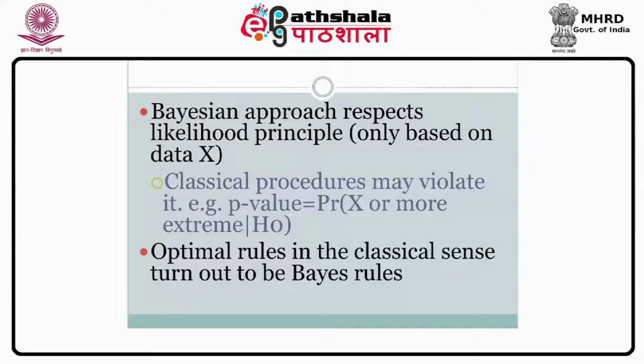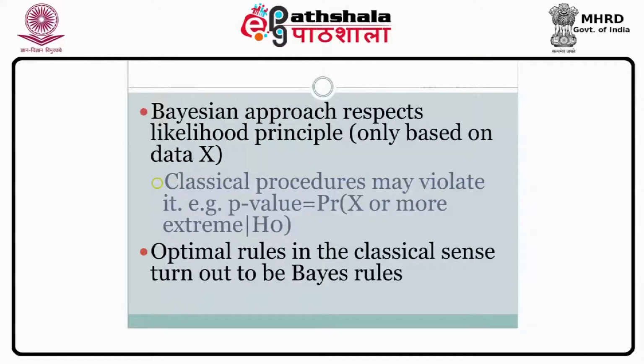One can see the same with the p-value, which is the probability of the data, or a function of the data, or more extreme, under the null hypothesis H0. This is the p-value, and the p-value varies when the data varies, right? Optimal rules in the classical sense turn out to be the Bayes rule.